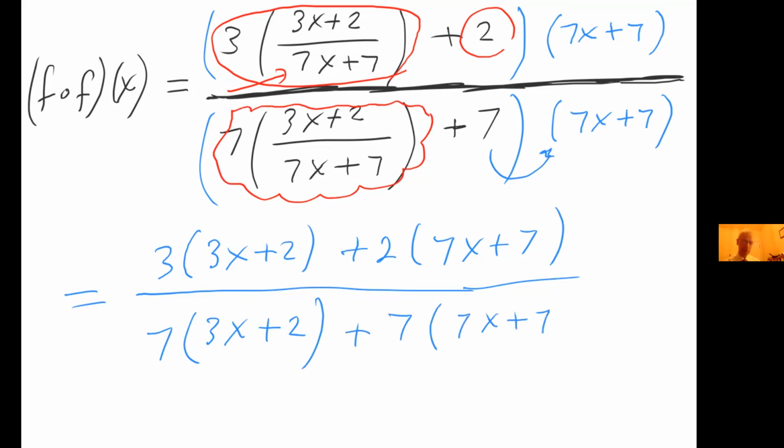So once again, on the numerator, when I multiply this first part, the 7x plus 7 canceled out, and I'm left with 3 times (3x + 2), plus 2 times (7x + 7), all over. Now, in the denominator, this part cancels out, so I'm left with 7 times (3x + 2), plus 7 times (7x + 7). Let me go ahead and go to the next page.